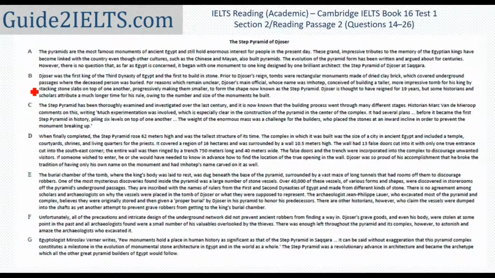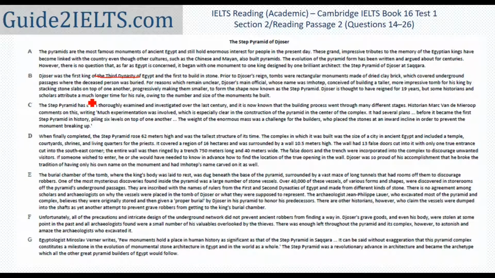Paragraph B now. Djoser was the first king of Egypt. The details we try to skip, like in this case, this we didn't read. I'm going to skip the rest of the sentence. This is clearly about the king. The ending of paragraph B: Djoser is thought to have reigned for 19 years, but some historians and scholars attribute a much longer time. Paragraph B seems to be all about Djoser and how long he ruled and maybe what he did during that time.